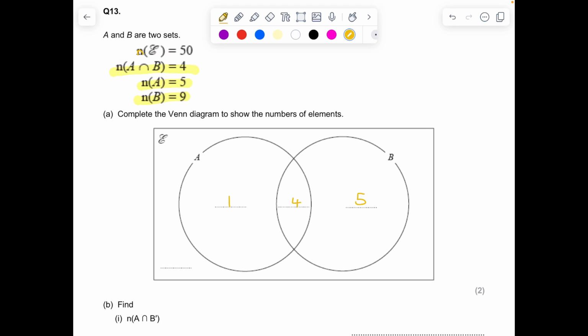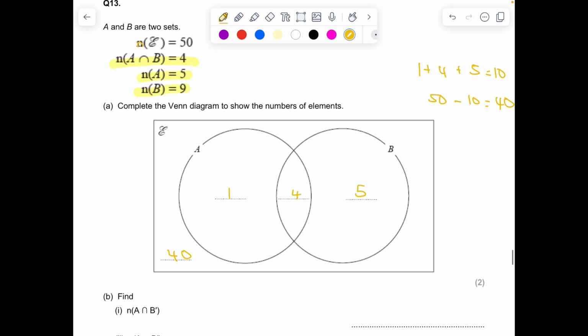Now you know that the whole thing, there should be 50 items, or the number of elements should be 50. So we do 1 plus 4 plus 5, which gives us 10. And we do 50, take away 10, which gives us 40. So the 40 is outside. So you need to fill that all in for 2 marks. If you only get 2 or 3 correct, that is 1 mark. Okay?